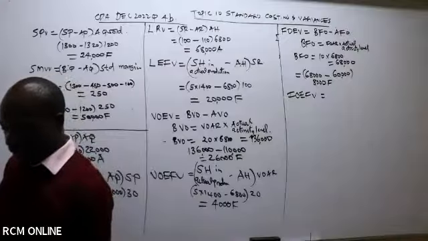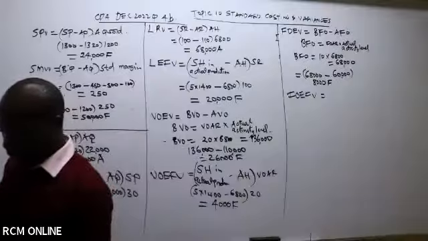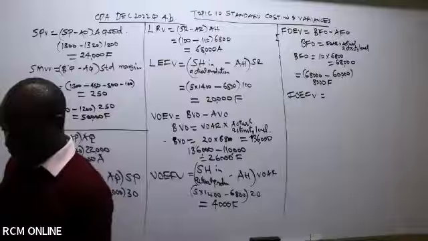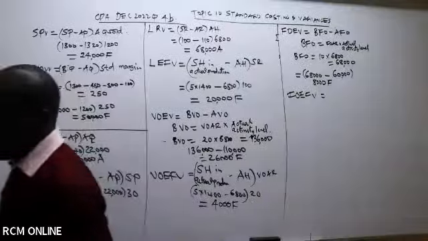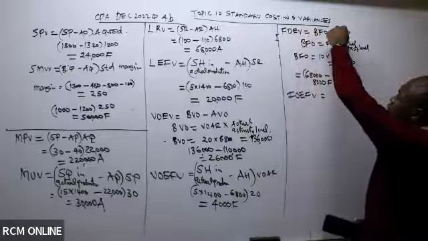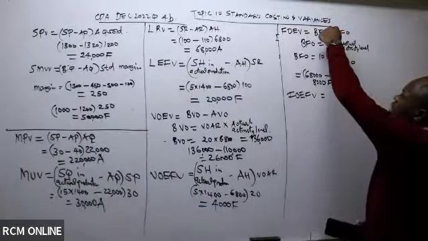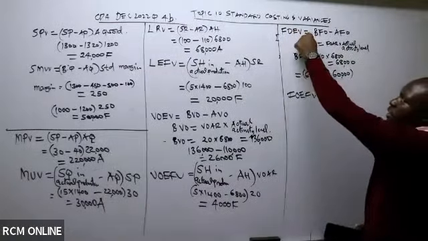Great. Any other different answer? Someone with a different opinion? So budgeted fixed overheads minus actual fixed overheads. That one we have used here. Budgeted fixed overheads minus actual fixed overheads. We are doing what we call fixed overhead expenditure.